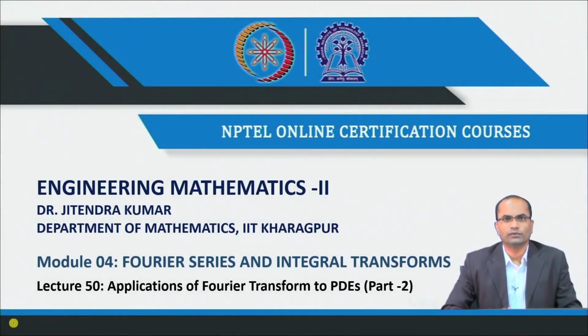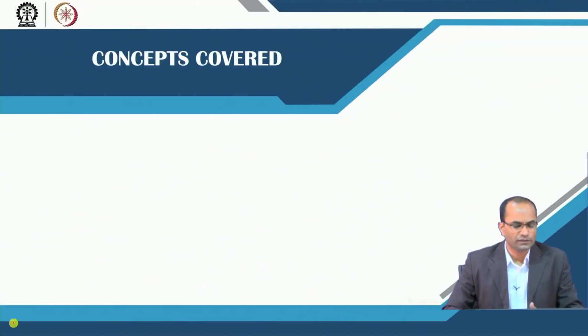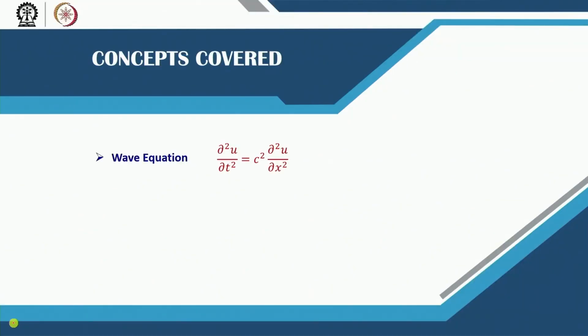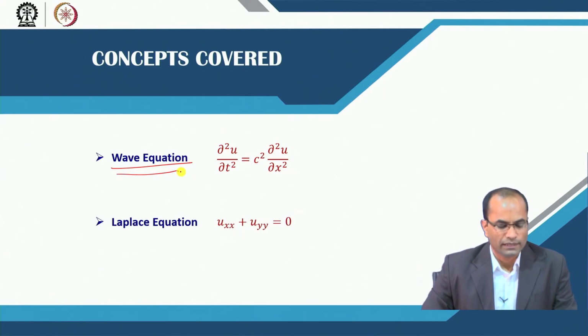So, welcome back to lectures on engineering mathematics 2. This is lecture number 50 on applications of Fourier transform to PDEs, and this is part 2. We have already discussed in part 1 how to solve the heat equation, and in this lecture we will continue with the same idea applied to the wave equation and then to the Laplace equation.